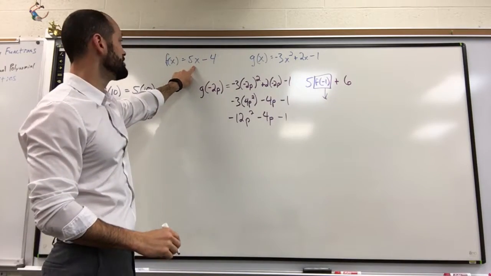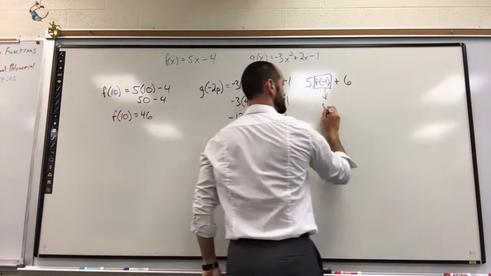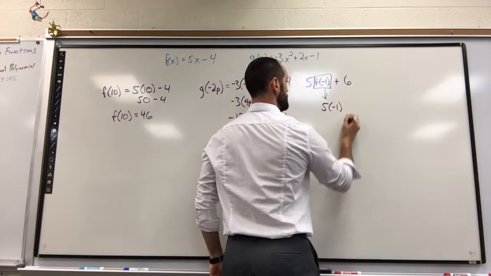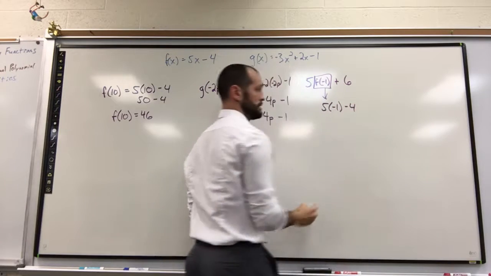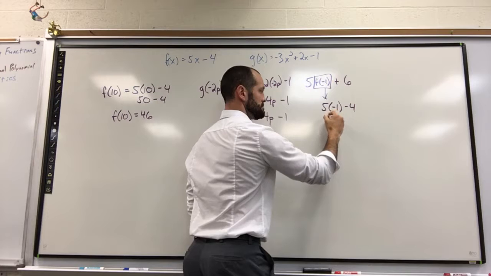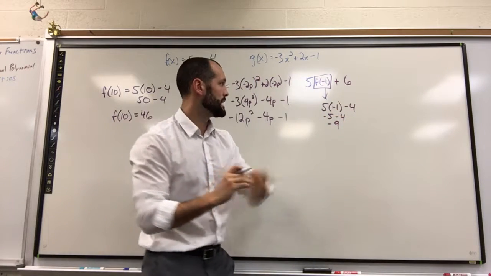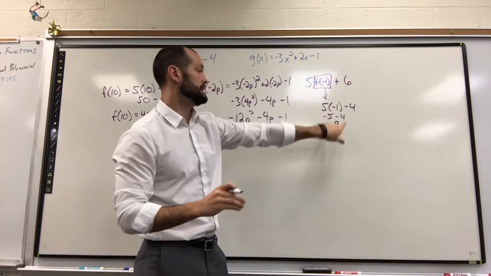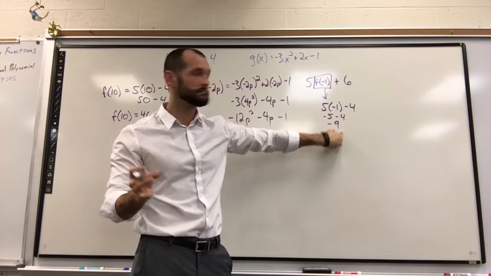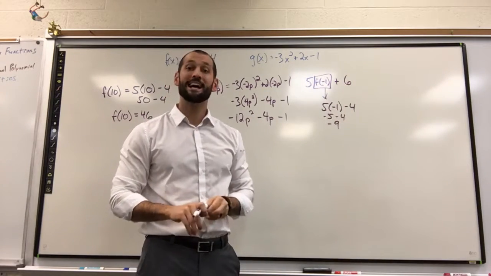It takes 5 times my new input, and then I subtract 4. So this gives me negative 5 minus 4. So f of negative 1 is really negative 9, right? f of negative 1 is really negative 9.